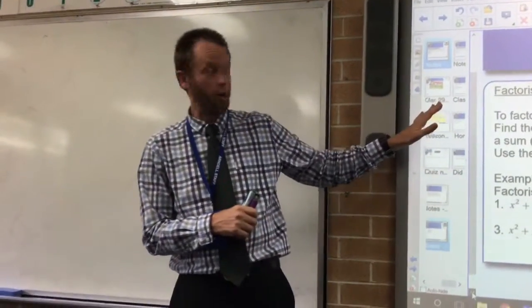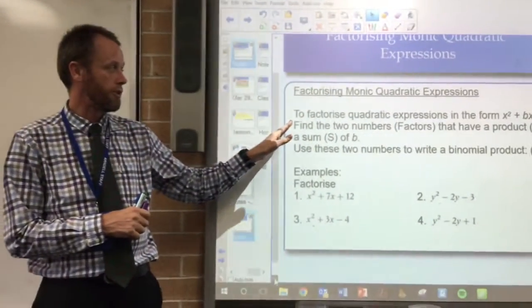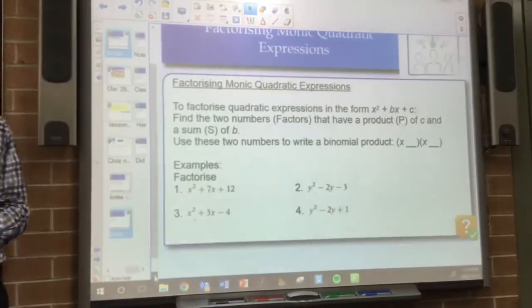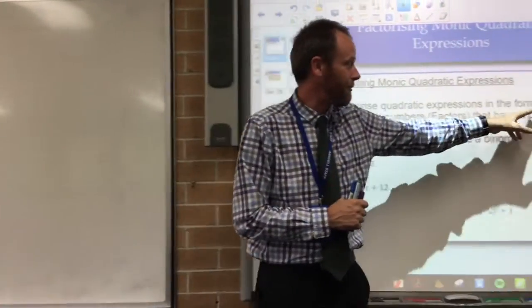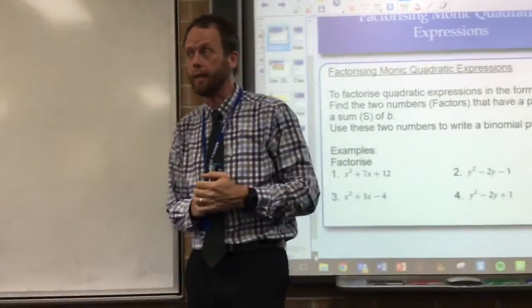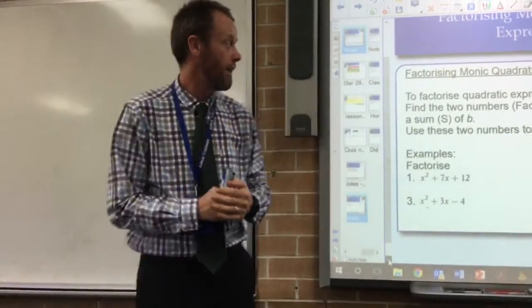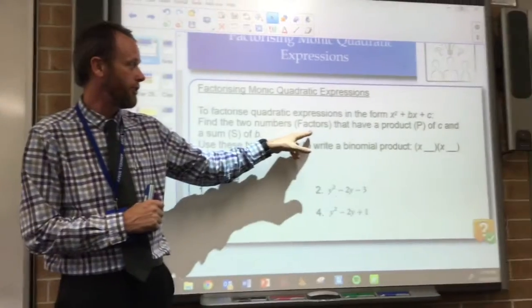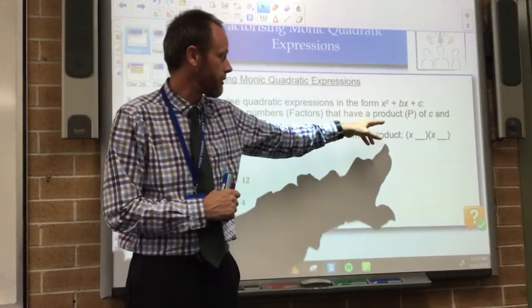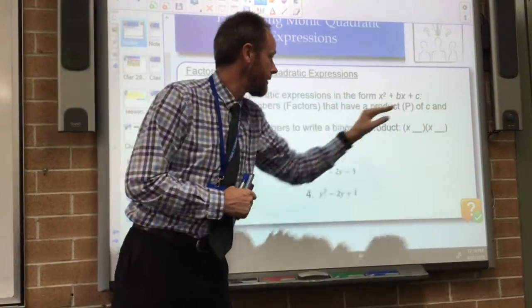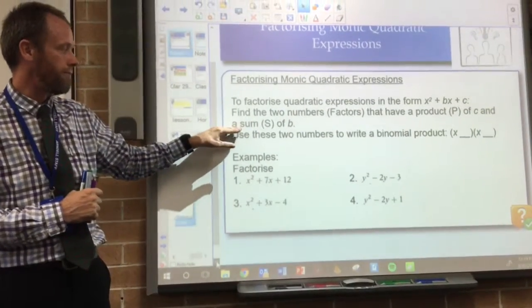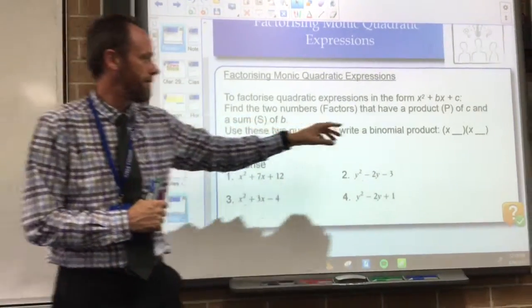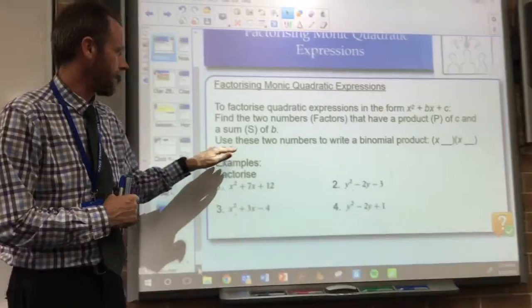Today we're factorising monic quadratic expressions. To factorise a quadratic expression, we're going to have it in the form of x squared plus bx plus c. What we need to do is find the two numbers, that is the factors, that have a product of c and add together, or sum together, to give b, the number in front of the x.